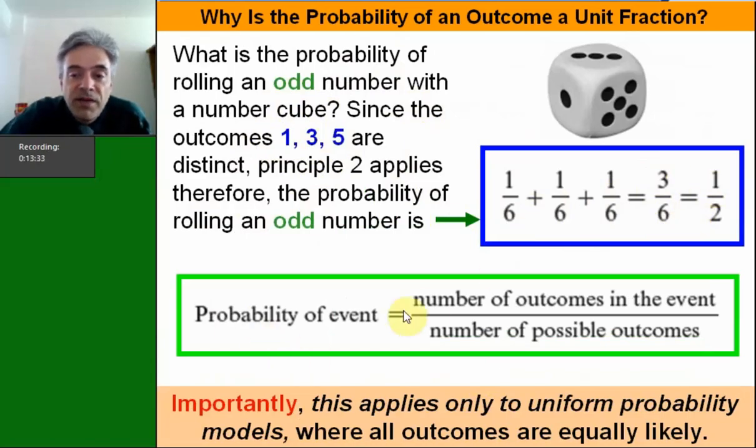So the probability of the event is the number of outcomes in the event over the total number of outcomes. The number in the event is 3, right? 1, 3, and 5, so 3 outcomes. And the total outcomes are 1, 2, 3, 4, 5, 6, so it's going to be 6 here. So again, important: this applies only to uniform probability models where all outcomes are equally likely to happen.